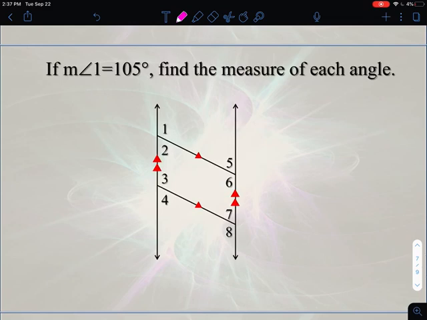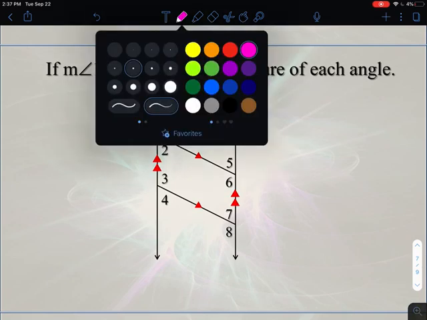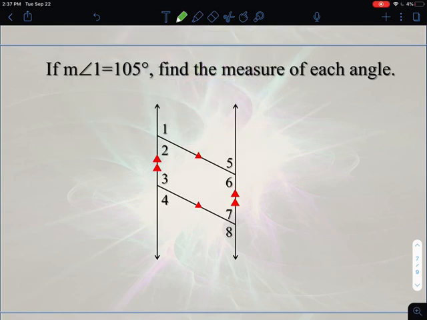Last example here says if the measure of angle 1 is 105, so right here they're saying this is 105 degrees, find the measure of each other angle. So again, we have lots of different ways to go about attacking this problem. One thing that we note here, top and bottom are parallel to each other, and then left and right sides are parallel to each other.